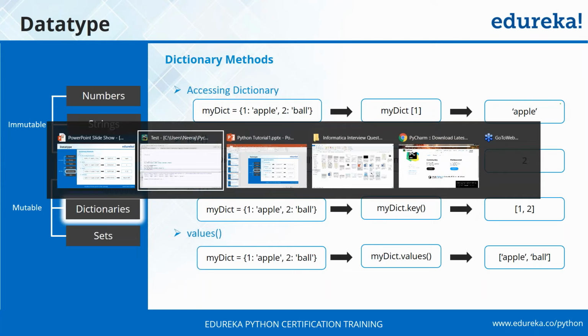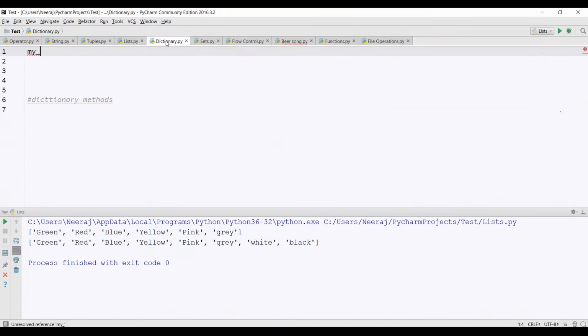I'll just show you that, don't worry. So equal to, now here as I mentioned, dictionary comes in curly braces.